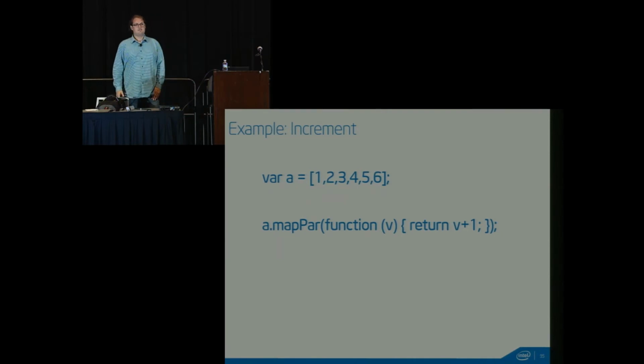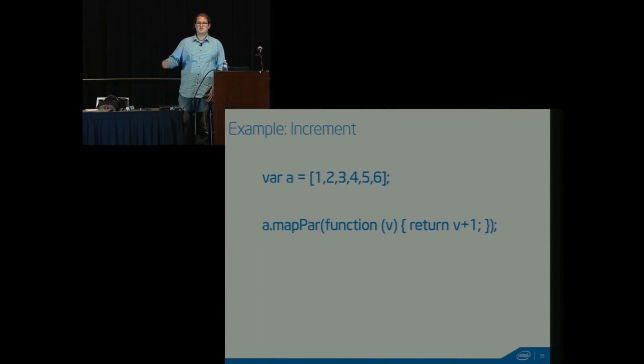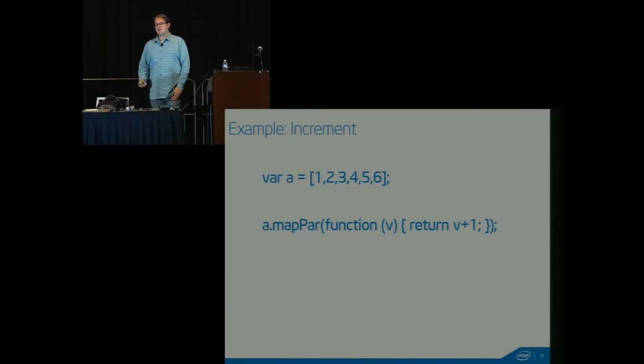This is a parallel map. And if you've written code using the existing map, you will instantly understand what this does. We have an array A, which has a couple of numbers, 1, 2, 3, 4, 5, 6. And then we apply this function that's passed as an argument to map par here to each element of that array, and that produces the resulting array. So it's just an increment.